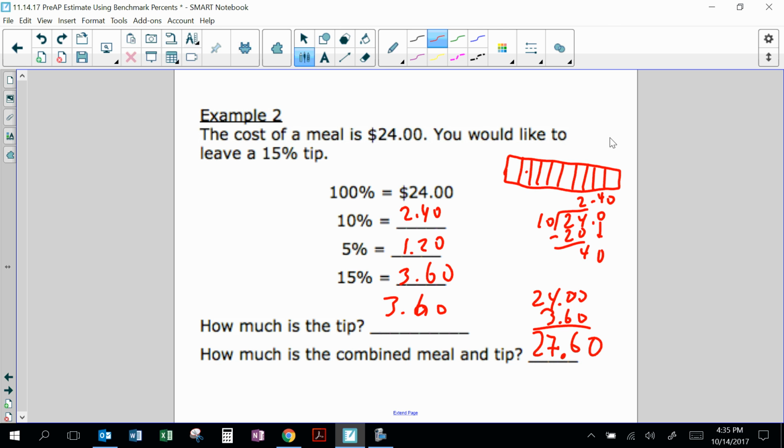So that is how to find part of a number mentally. Think of a percent bar that represents 100%, and you're breaking it into 10 sections for every 10%. Through that, you can find 10% of any dollar amount or any amount you have, and then you can build up to 20, 30, 40, 5%.